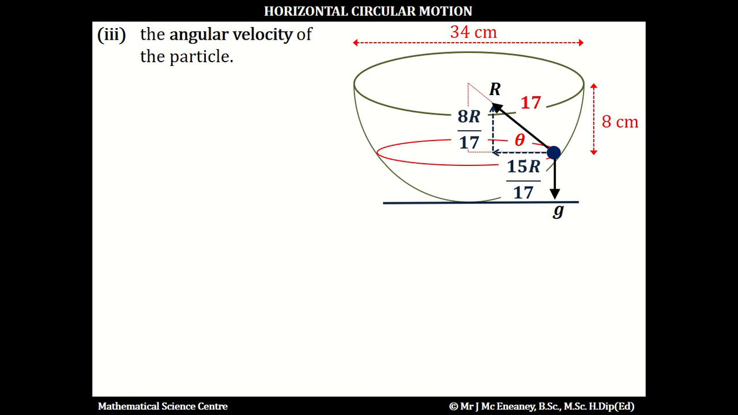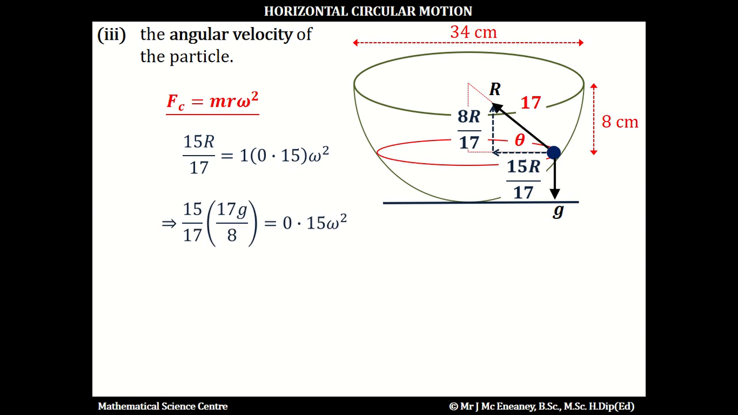In part 3 then, we want to find the angular velocity of the particle. So Fc equals m r omega squared. Now the force towards the centre is 15R over 17. And that's going to equal, the mass is 1, the radius was 15 centimeters, which is 0.15 of a meter, times omega squared.